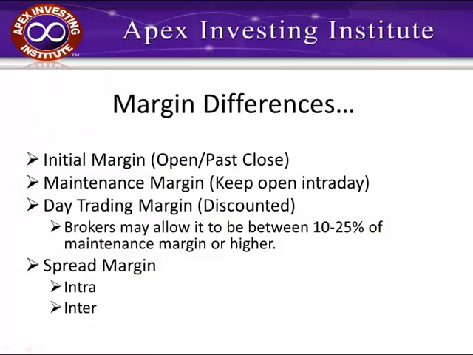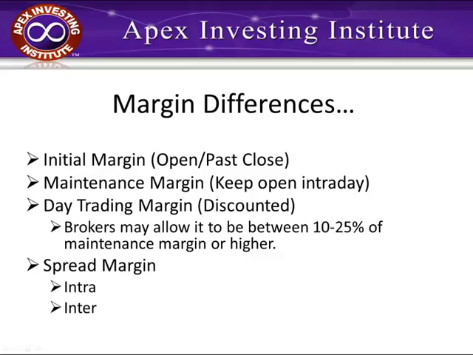All right, so now let's talk about margin and the differences in margin. There's initial margin, which is the margin you need to open a trade, and this is if you're not day trading. The maintenance margin is the amount you need to keep the trade open intraday. This is not talking about day trading margins. If we forget day trading margins for a second, to open a trade I have to have the minimum amount of money to get into the trade, because remember, I'm handling a $70,000 or $100,000 contract.